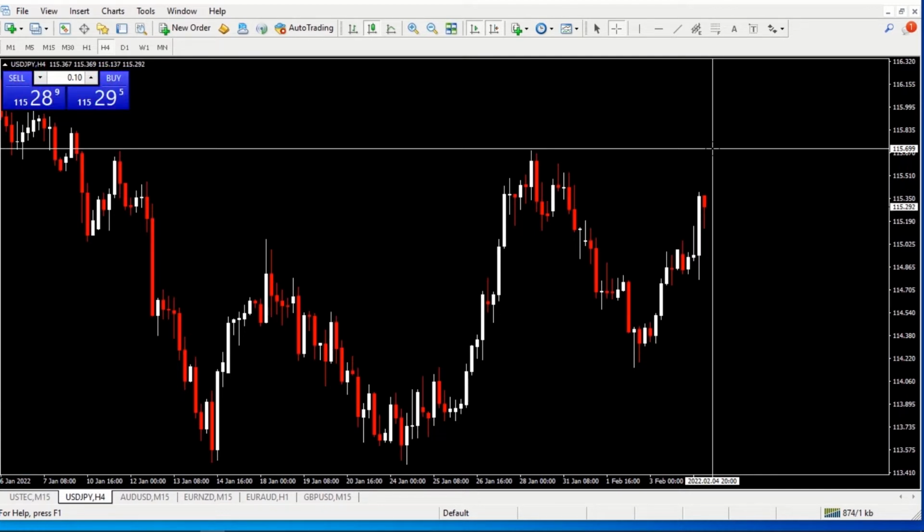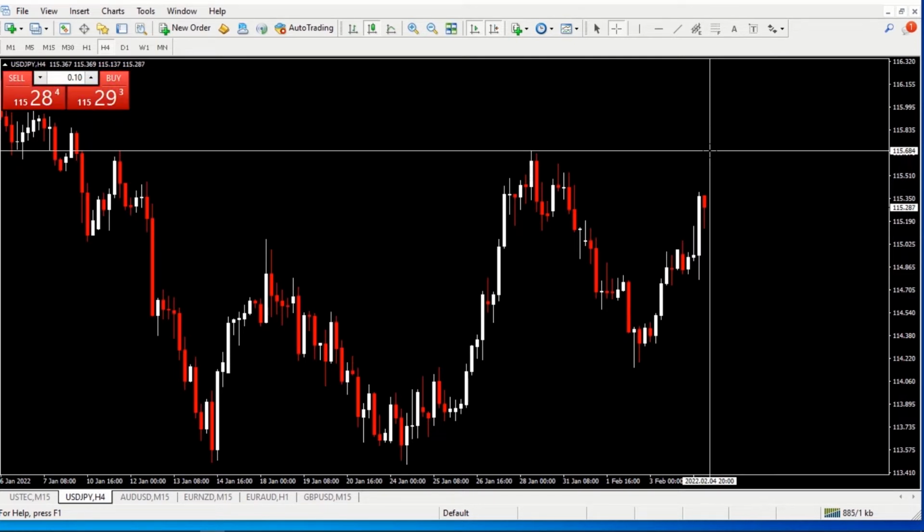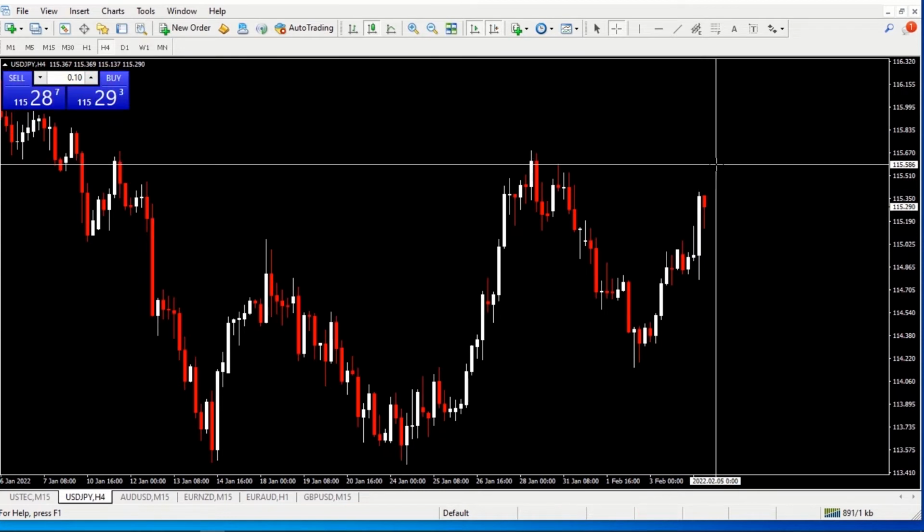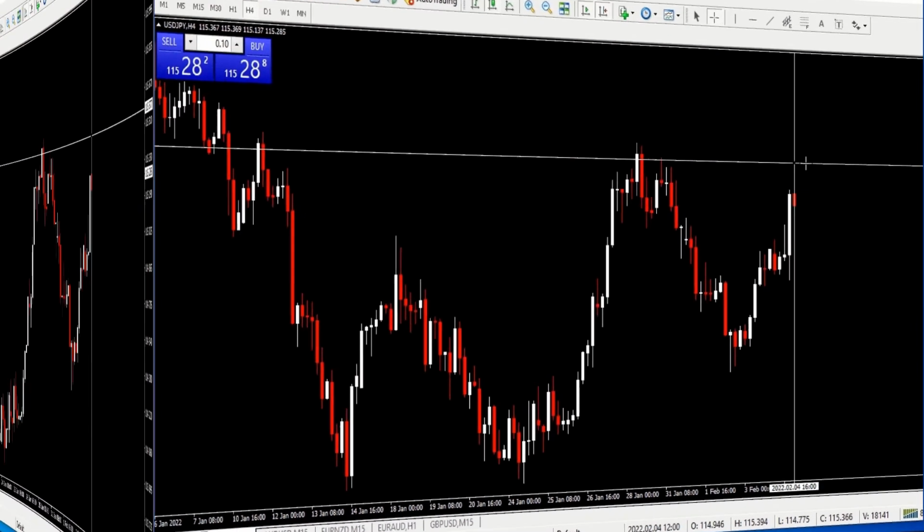So that is one aspect of market structure. Before you buy, you must consider the overall market direction. Once you identify the overall market direction, the next thing you are supposed to do is to look for your liquidity.